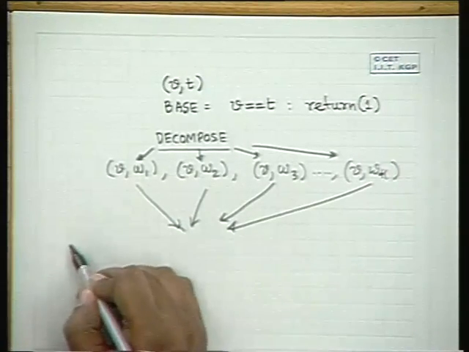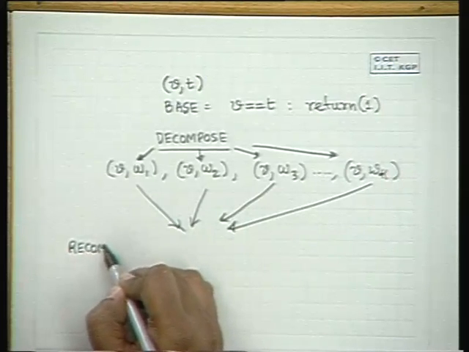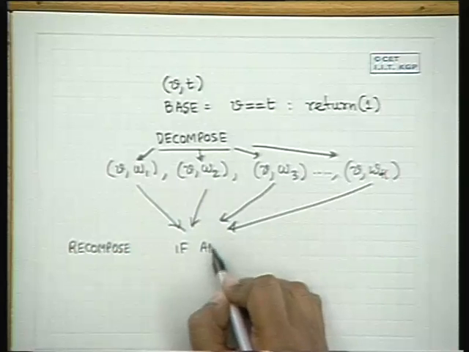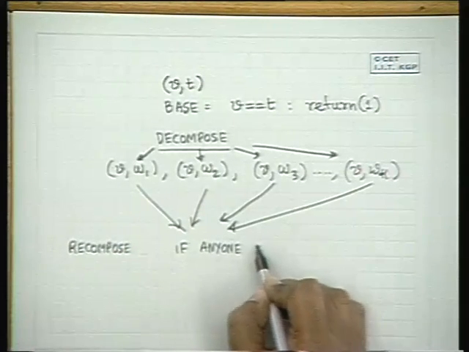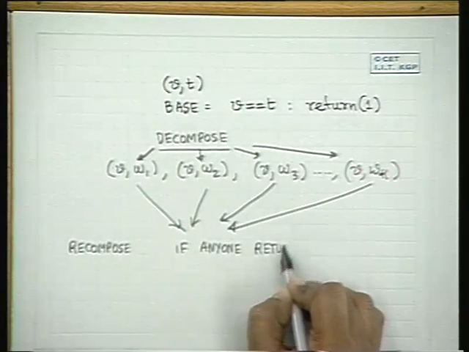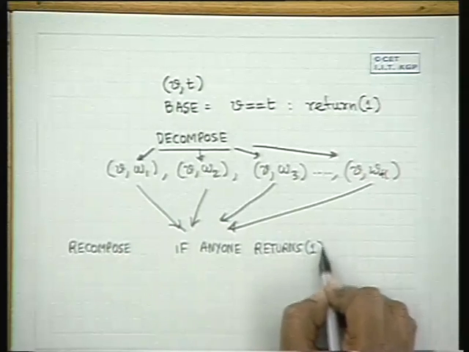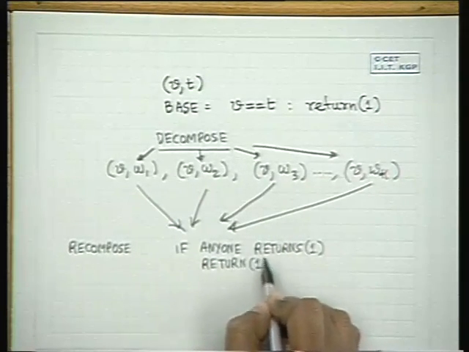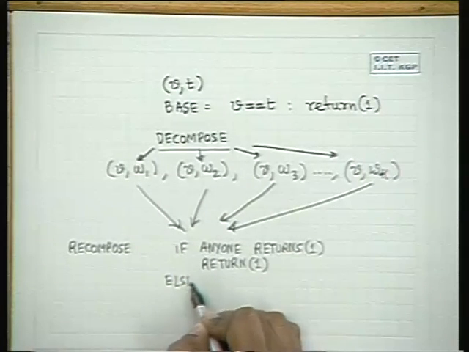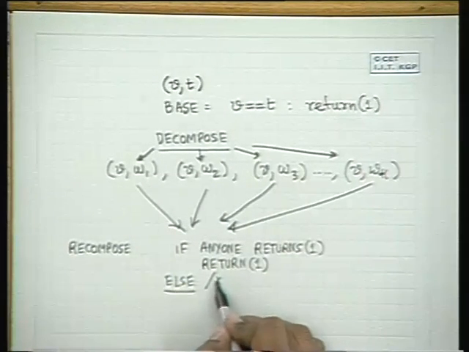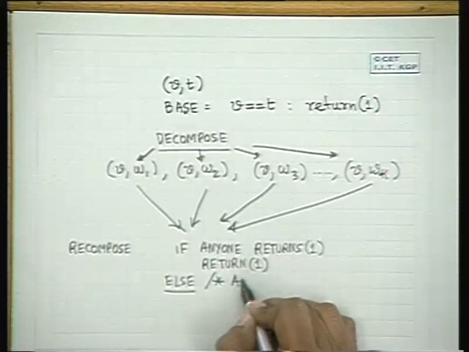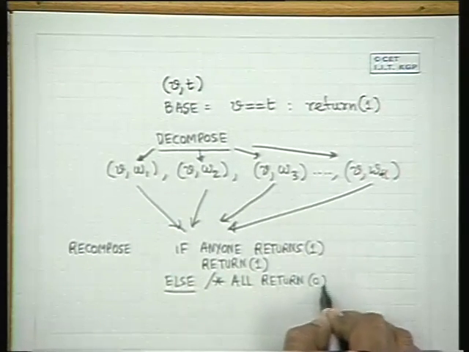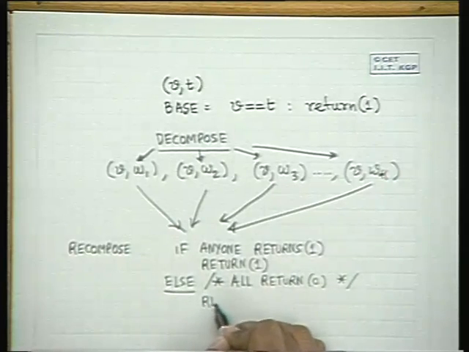the recomposition, what is the recomposition? If any one returns 1, return 1. Else, that is, else means what? Else means that all return 0. Then return 0.